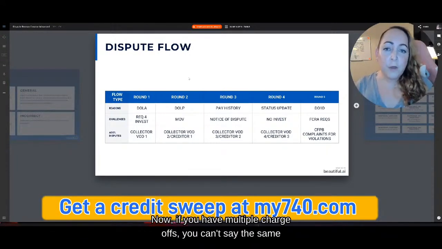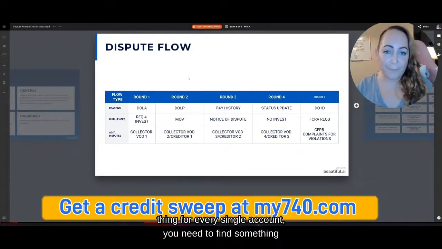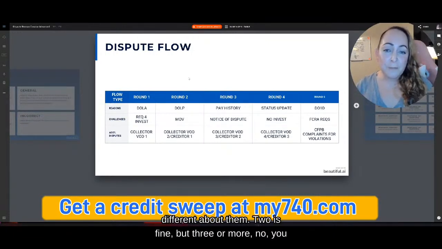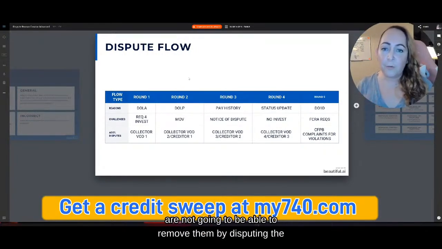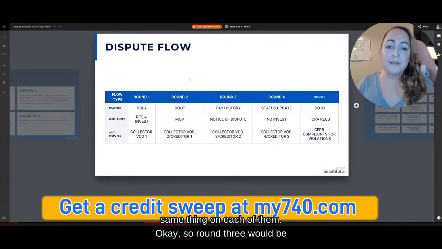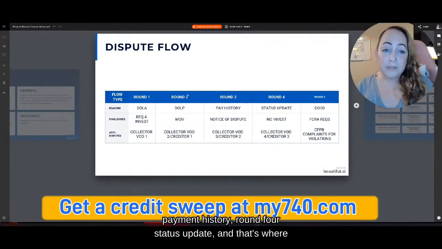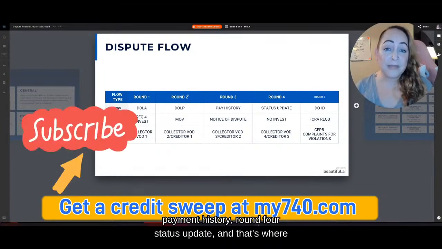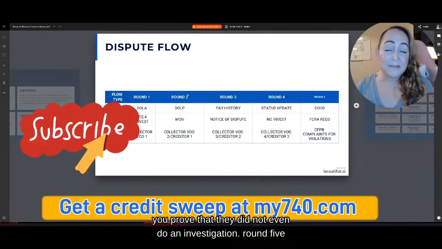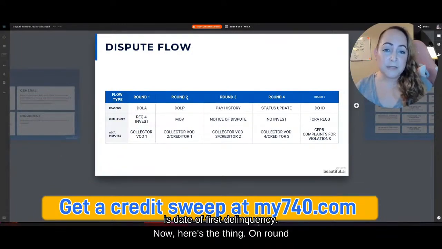Now, if you have multiple charge offs, you can't say the same thing for every single account. You need to find something different about them. 2 is fine, but 3 or more, no, you are not going to be able to remove them by disputing the same thing on each of them. Okay, so round 3 would be payment history. Round 4, status update, and that's where you prove that they did not even do an investigation. Round 5 is date of first delinquency.